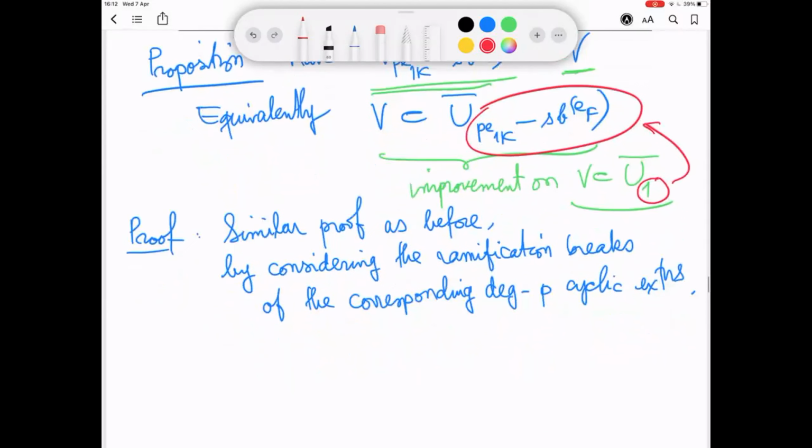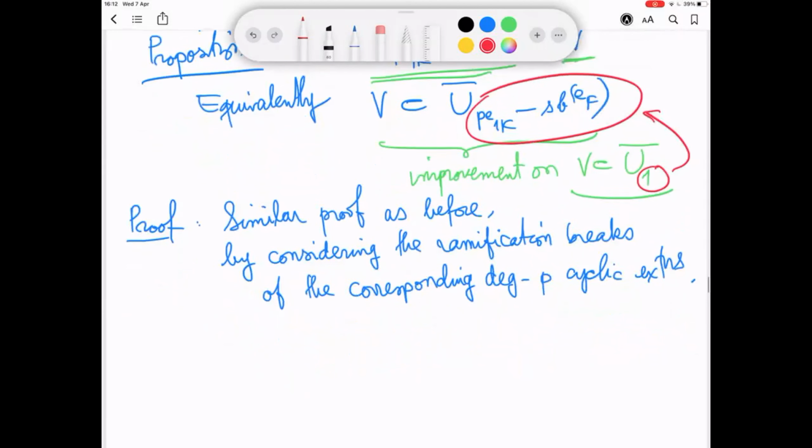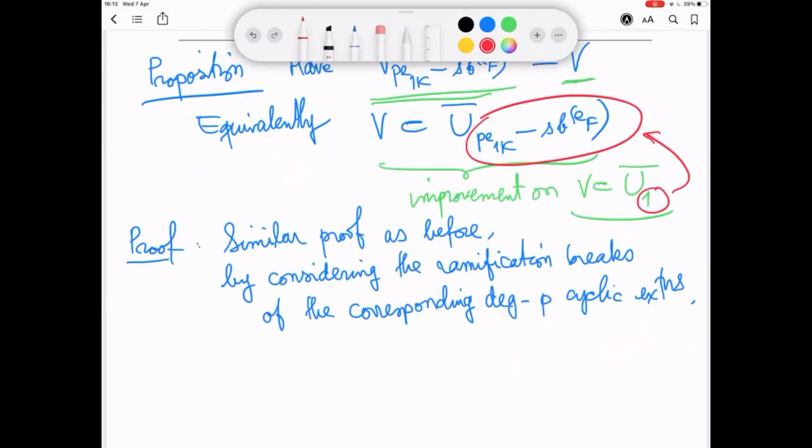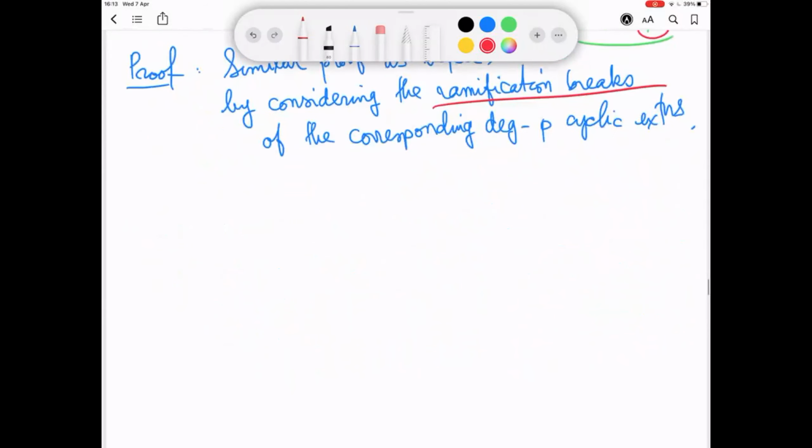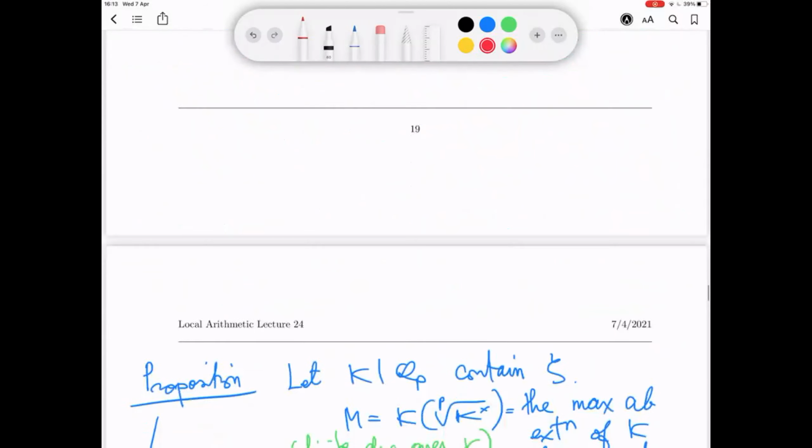And the proof is the same as before by considering what the ramification breaks of an extension, a cyclic degree P extension of F, can be. So I'm going to omit it. I mean, it's not very enlightening. Okay.